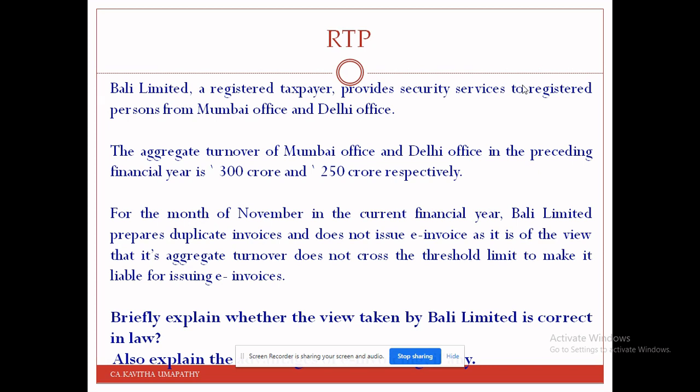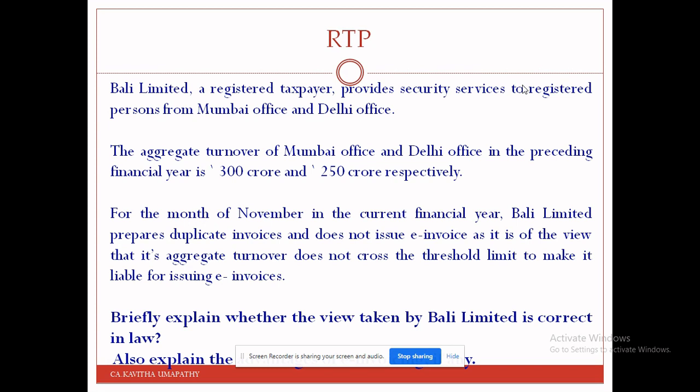Bali Limited, a registered taxpayer, provides security services to registered persons from its Mumbai office and Delhi office. The aggregate turnover of the Mumbai office and Delhi office in the preceding financial year is 300 crores and 250 crores respectively. For the month of November in the current financial year, Bali Limited prepares a duplicate invoice and does not issue an e-invoice, as it is of the view that its aggregate turnover does not cross the threshold limit to make it liable for issuing e-invoice. Briefly explain whether the view taken by Bali Limited is correct in law, and also explain the advantages of e-invoicing, if any.